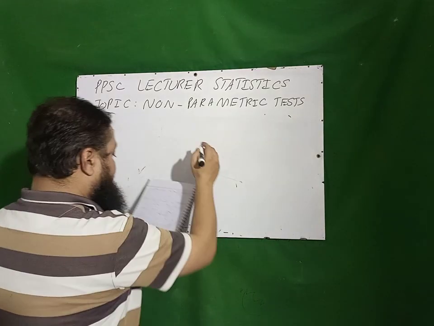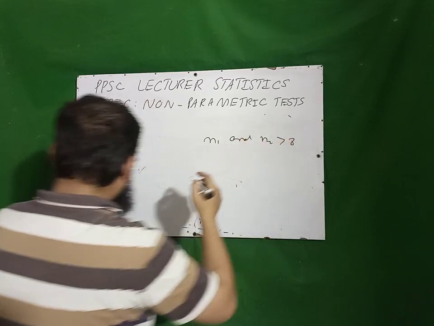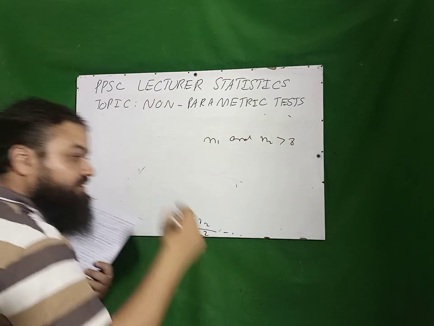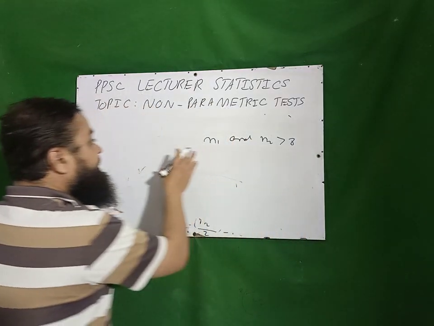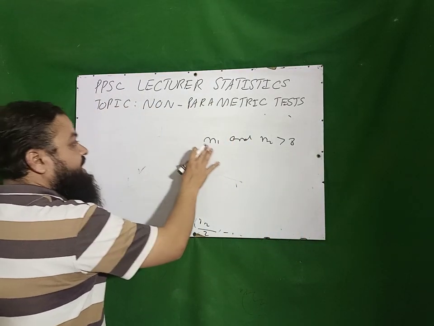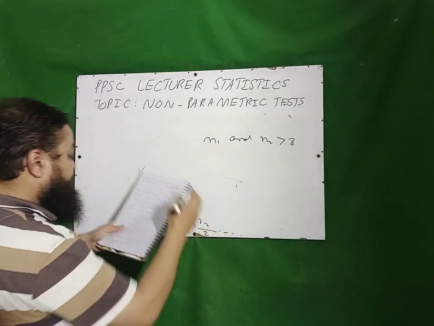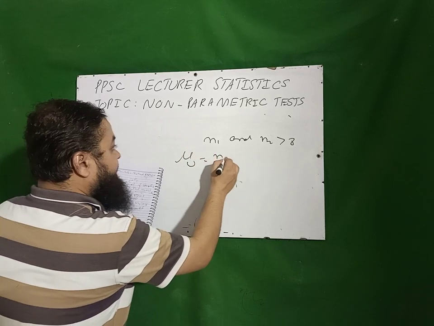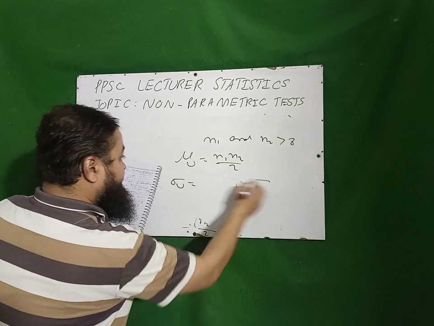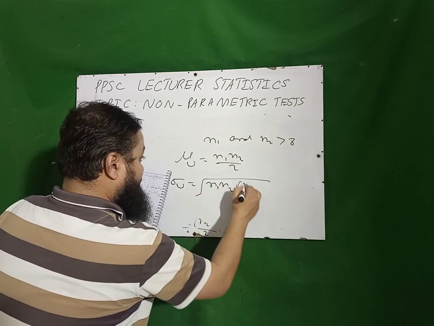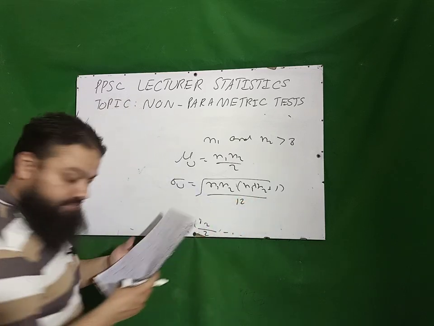Then if n1 and n2 are greater than 10 in the Wilcoxon rank sum test, it is approximately a normal distribution. But in the Mann-Whitney U test, if n1 and n2 are greater than 8, we have the normal distribution, in which mu of U will be equal to n1 n2 over 2. Please learn this formula. And sigma U is equal to the square root of n1 n2 into (n1 plus n2 plus 1) whole divided by 12.